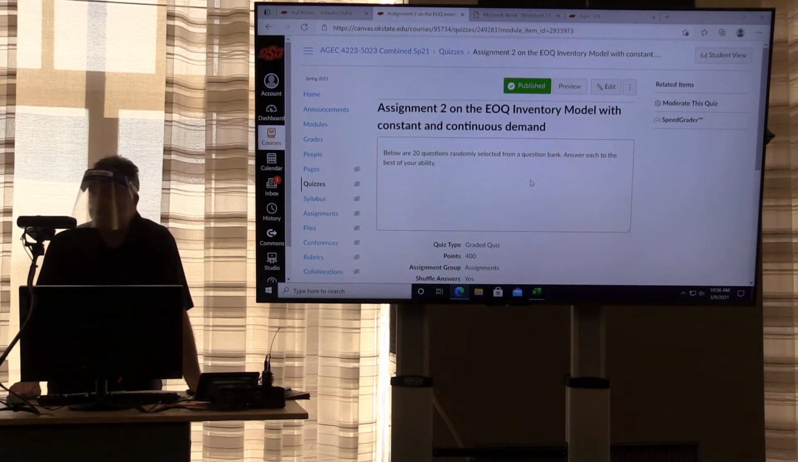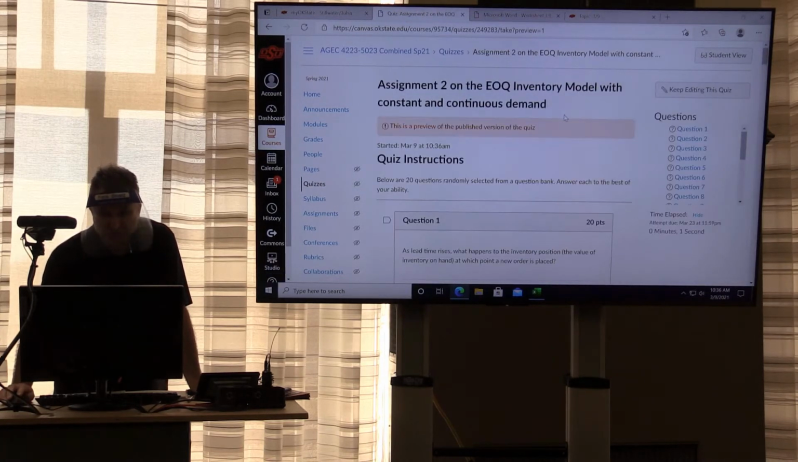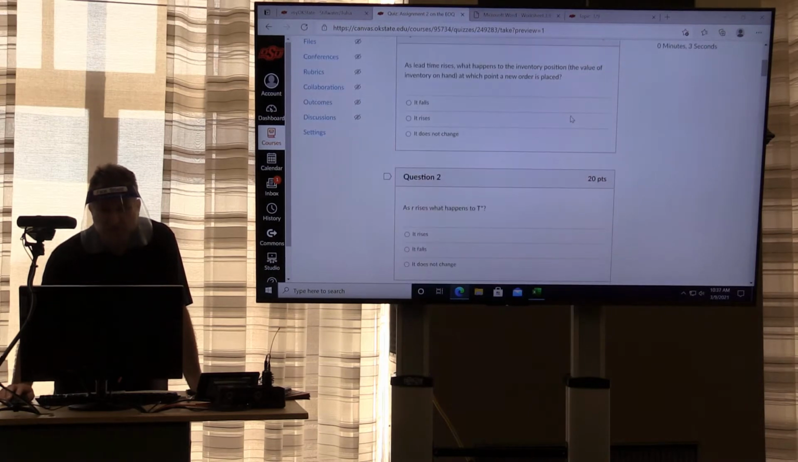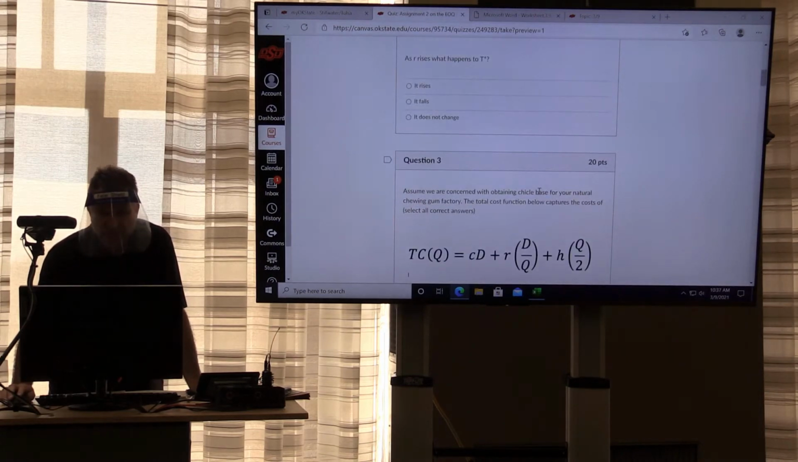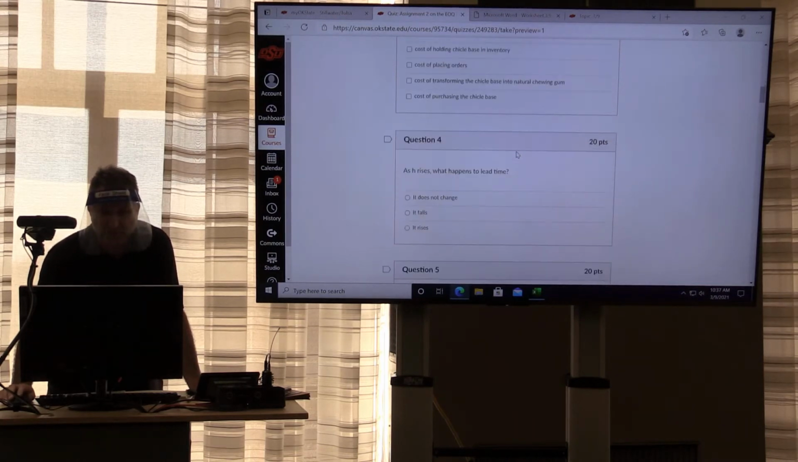There's a big question bank, and when you pull it up, it's going to generate 20 questions from that question bank for you. So people will have different questions. To give you an idea, I'll do a preview and it'll generate some of these questions. Some are like this: as lead time rises, what happens to the inventory position, the value of inventory on hand at which point a new order is placed? That's like what we were going over last time. As R rises, what happens to T star? This is a question making sure you understand what cost factors are included in that total cost formula.